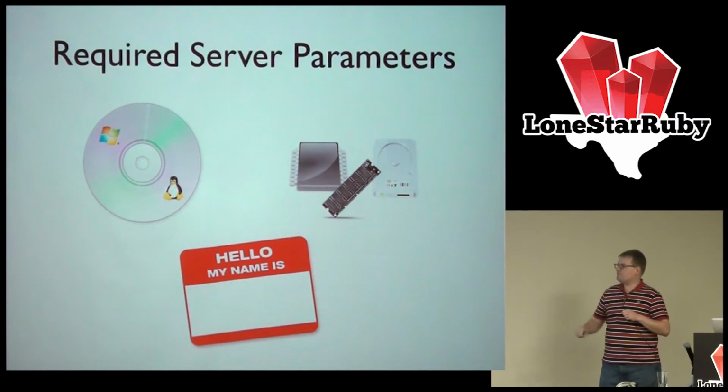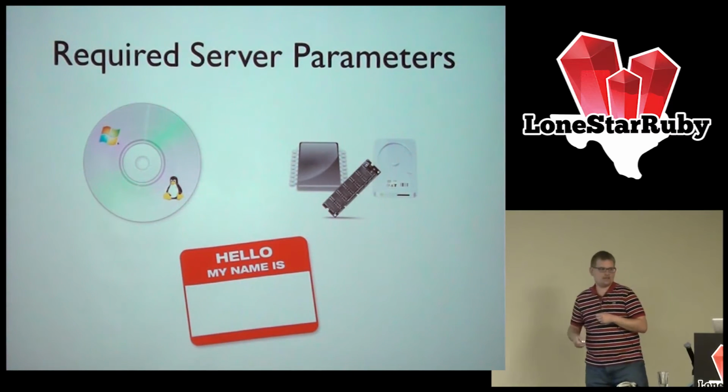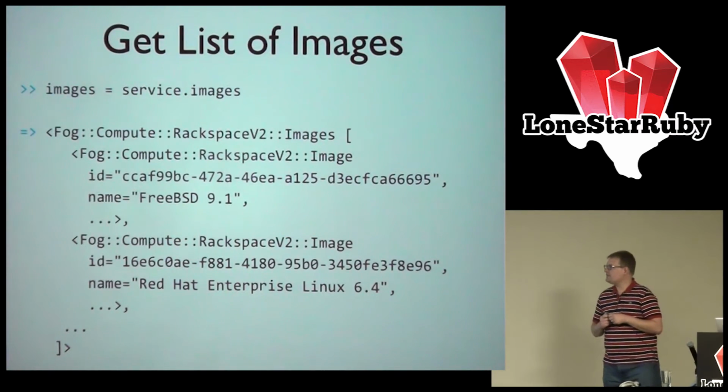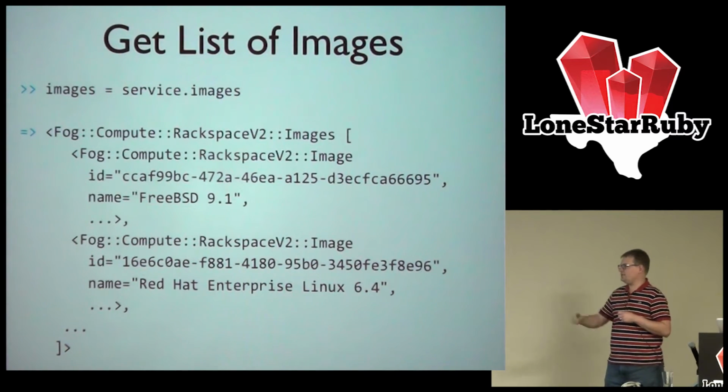And the final piece of information we're going to need is actually a name. So we're going to start off by getting a list of images. So we're going to do service.images, and this is going to return a list full of, I think it is 30 different images on the Rackspace Cloud.